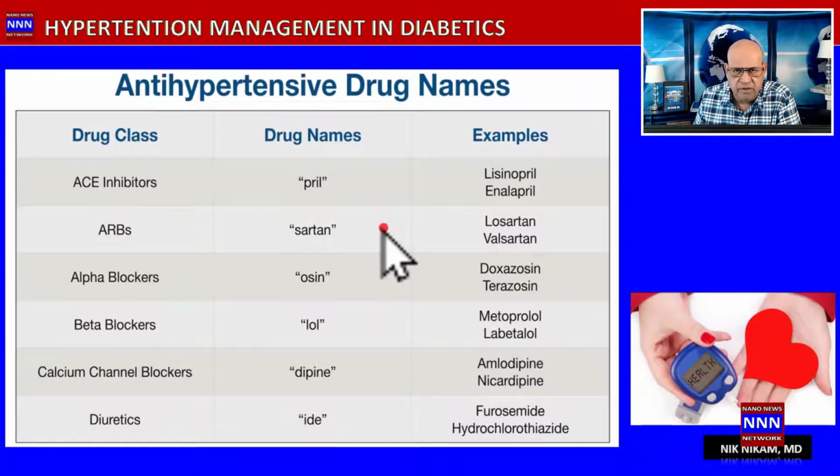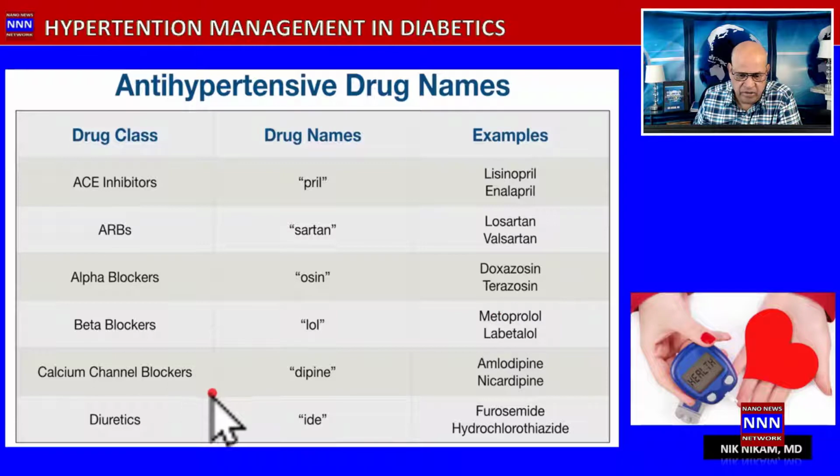Here's a little trick. If the medication's name ends with "pril," these are ACE inhibitors, like lisinopril, fosinopril, enalapril, captopril. ARBs, on the other hand, end with the word sartan. It's not Satan, it is sartan. S-A-R-T-A-N. Losartan, valsartan. Alpha blockers end with O-S-I-N: doxazosin, terazosin, prazosin. Beta blockers, laugh a lot. No, it's LOL. Metoprolol, atenolol, nadolol, esmolol, labetalol, you name it.